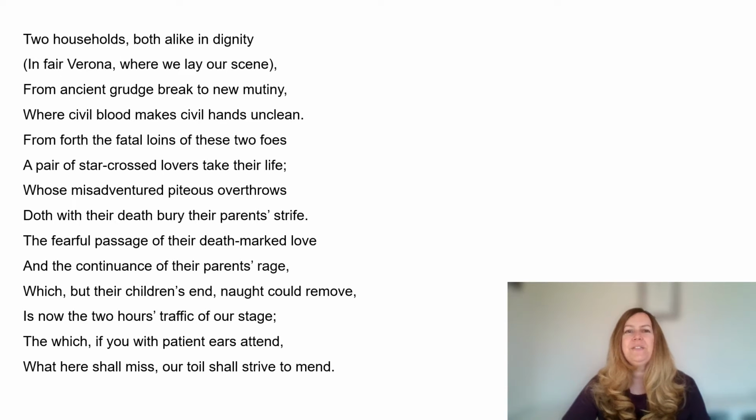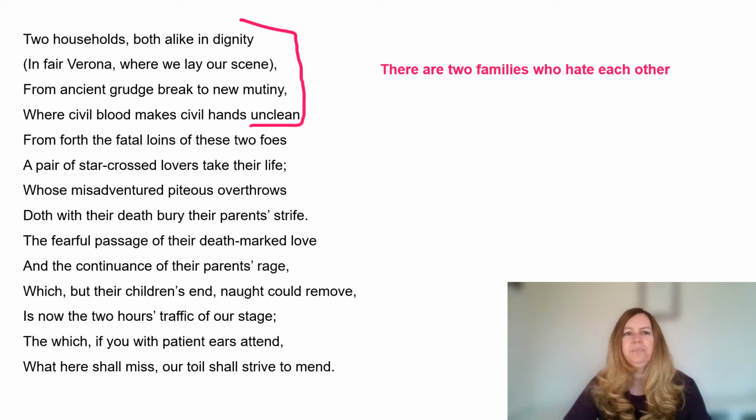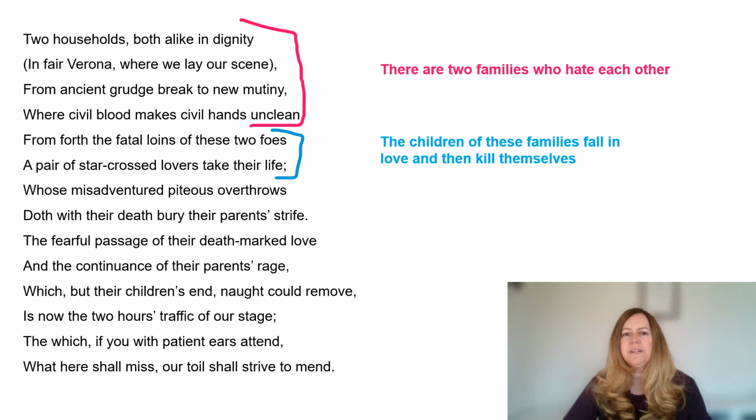So that's the form of the sonnet. How about the structure? Well, this sonnet tells the story of the play in chronological order. First, we learn that the play will start with a fight between two families. Then we learn that the children of these two families will fall in love and then commit suicide. Finally, we learn that after the two young people die, the families end their quarrel and become friends.